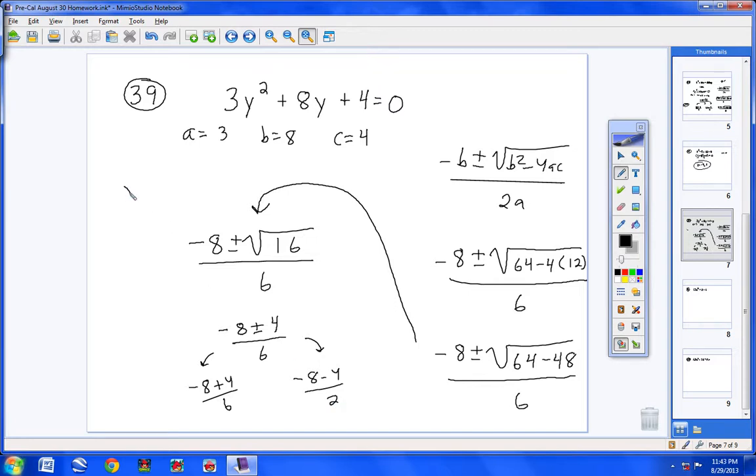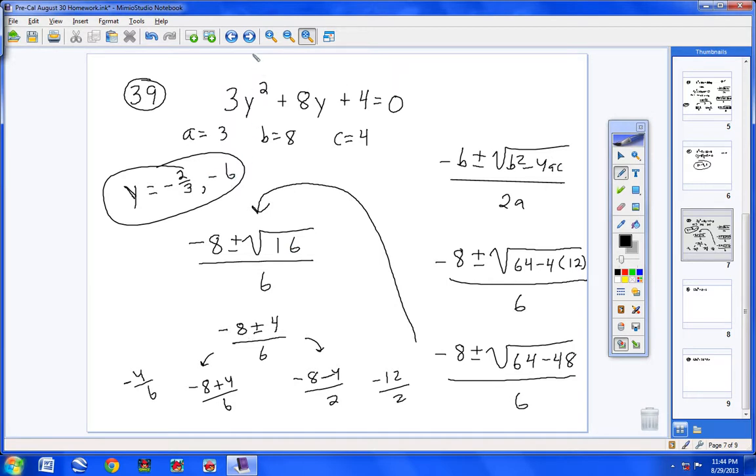So here's my place for my answers up here. X equals, or Y equals, excuse me. Now, let's take a look at this problem here. A negative 8 plus 4 would give you a negative 4 up top with a 6 in the denominator. So negative 4 over 6 reduces, since 2 goes into both those numbers, to negative 2/3. There's one answer. Now down here, a negative 8 and a negative 4 gives you a negative 12 over 6. Negative 12 divided by positive 6 would be a negative 2. And there's your two answers.